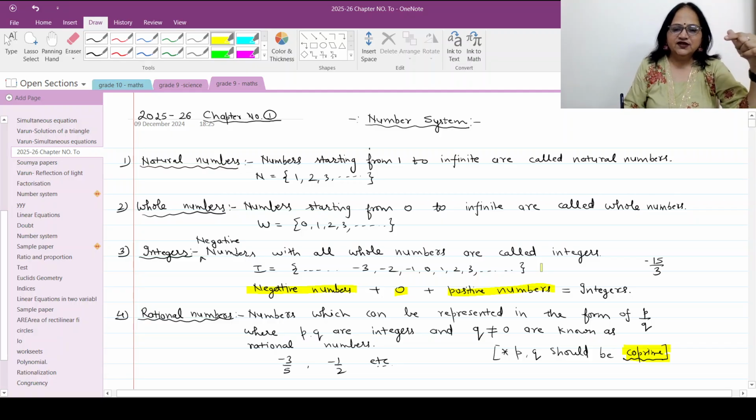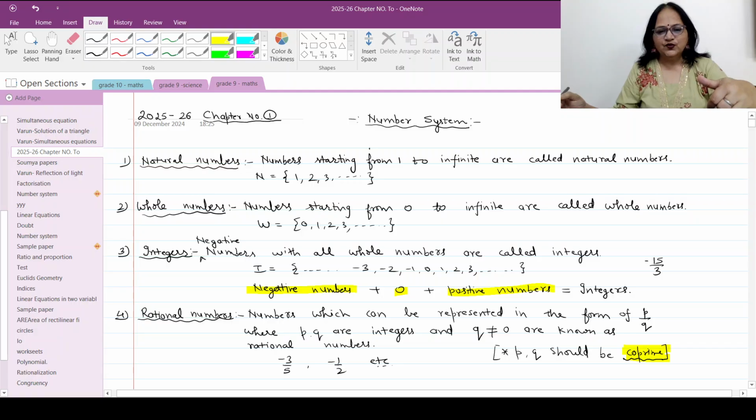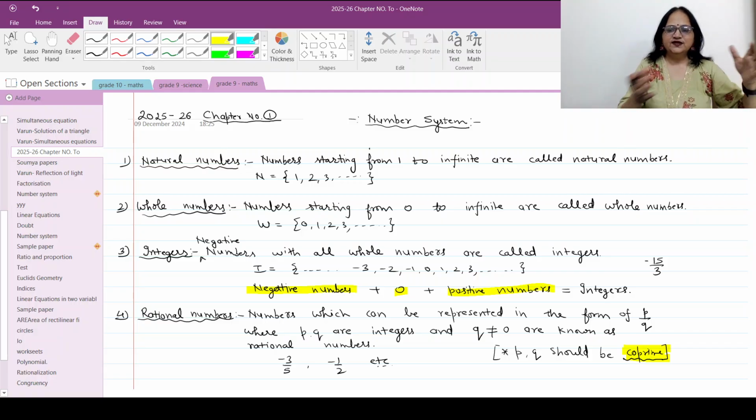So we started with natural numbers 1, 2, 3 and so on. Then the whole numbers 0, 1, 2, 3 and so on. And then integers means negative numbers, 0 and the positive numbers. Correct? Now we come to rational numbers.